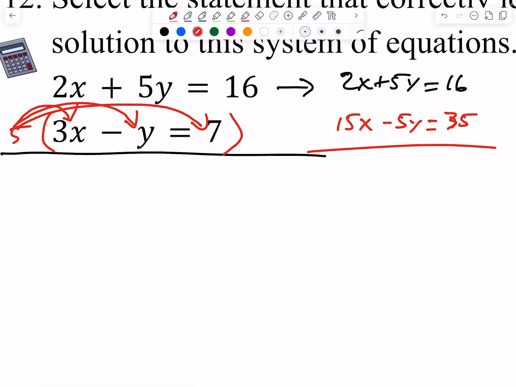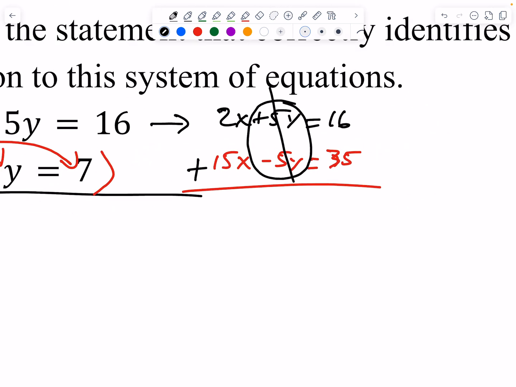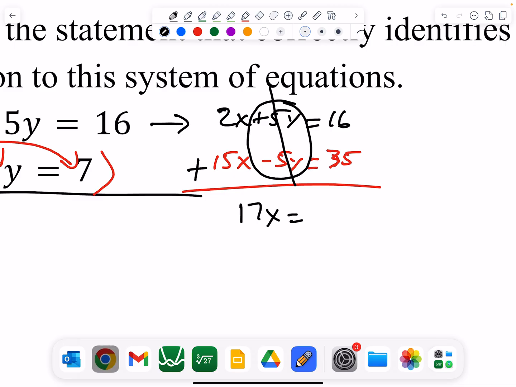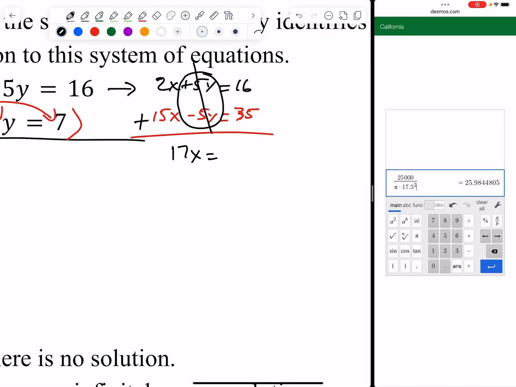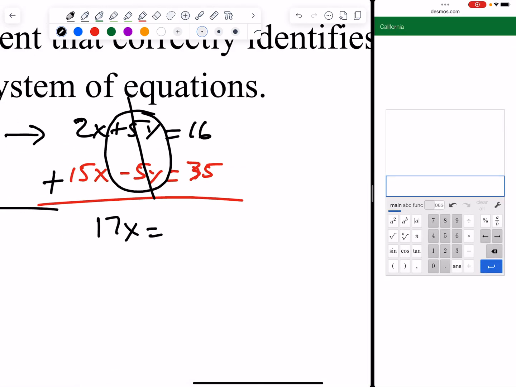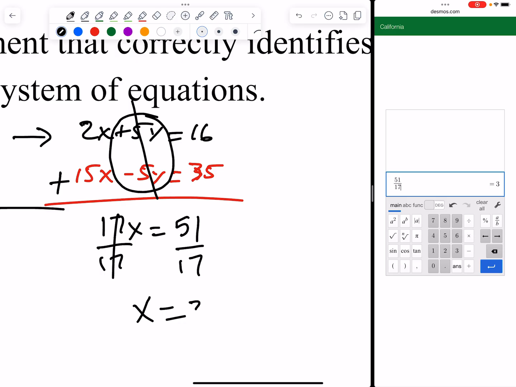So why did I do this? Because when I add these, I can see that, hey, 5 minus 5 is 0. So what did I get left with? I only have 17x equals, and now I'm going to bust out my calculator just to make sure, because mental math is great, but I always want to double check it with the calculator, especially if I can use it. So 16 plus 35 is 51. So what's my last step? Divide by 17, divide by 17. X equals probably 3. So 51 divided by 17, and x equals 3.